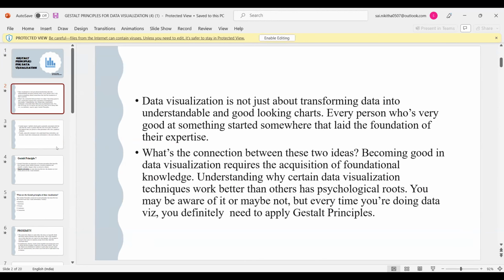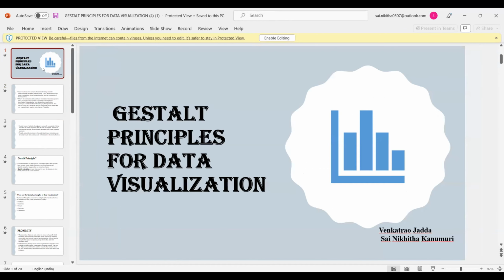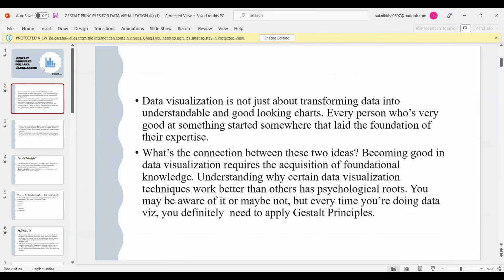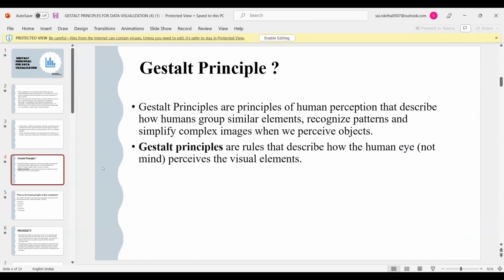And what is data visualization? Data visualization is the representation of information in the form of charts, diagrams, pictures, etc. And we can say that data visualization is not just about transforming data into understandable and good-looking charts. To become good in data visualization, we require the acquisition of fundamental knowledge. Next, we move to another slide.